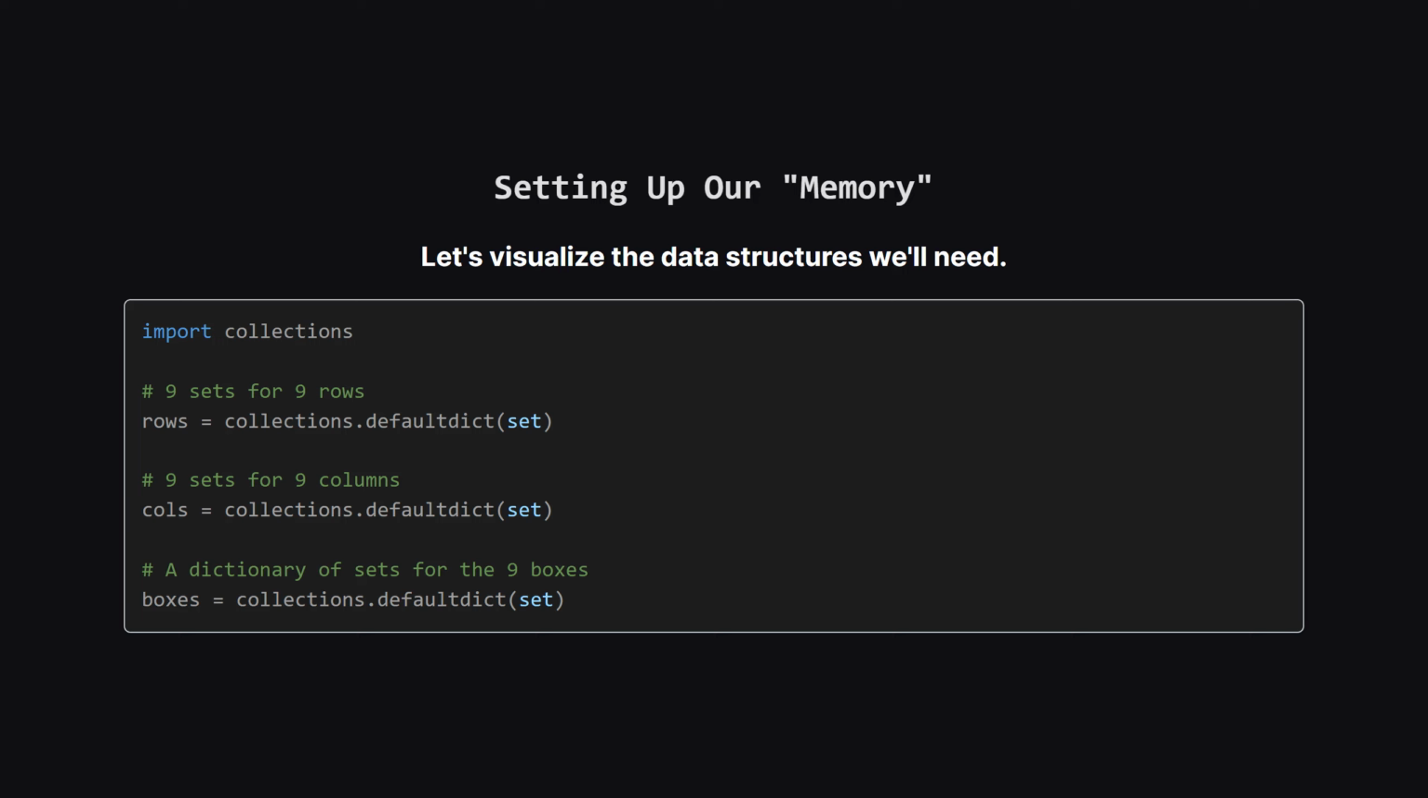Here's how we can set up our memory in Python. We'll use a defaultdict of sets. This is just a convenient way to create a dictionary where if we try to access a key that doesn't exist yet, it automatically creates a new empty set for us. We'll have one for rows, one for columns, and one for our 3x3 boxes.